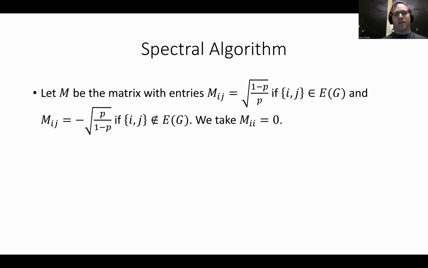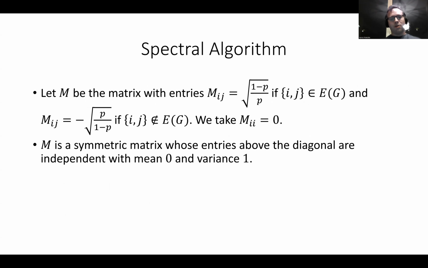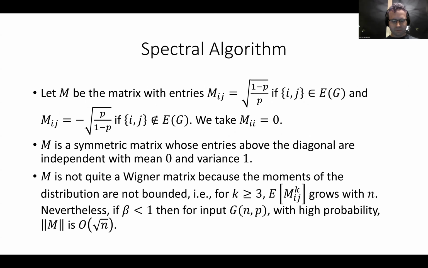So now the spectral algorithm is as follows. We'll let M be the matrix with entries Mij equals the square root of (1 minus p) over p if ij is in E(G), and Mij equals minus the square root of p over (1 minus p) if ij is not an edge of G, and we take the diagonal entries to be 0. So now M is a symmetric matrix whose entries above the diagonal are independent with mean 0 and variance 1.